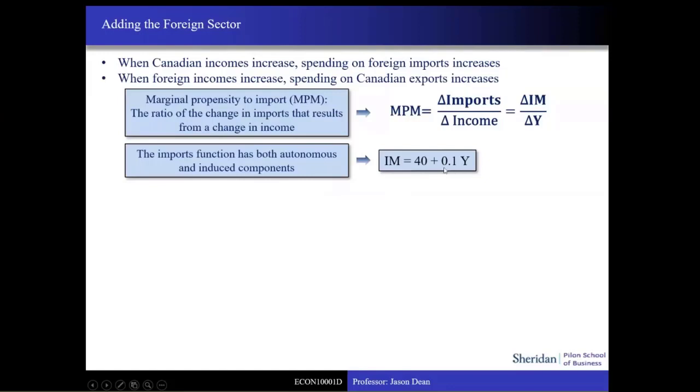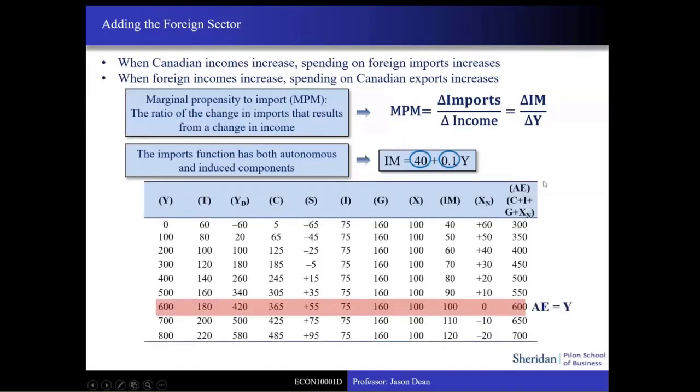So this 0.1 here, this term in front of the income, is called the marginal propensity to import, and it's essentially just the change in imports with respect to the change in income. Here we're saying that if income changes by 1, imports will increase by 10% of that. So 10% is the marginal propensity to import. Again, let's continue with our numerical example.